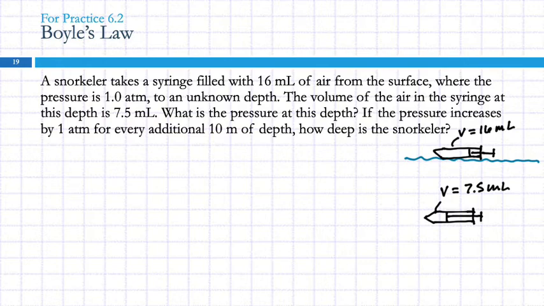So this is a Boyle's law problem. Boyle's law: pressure 1 times volume 1 equals pressure 2 times volume 2. Well, let's call this 1 because that's where it started, and we'll call this 2 because that happened second. So I have the volume at each. What's the pressure up here? The pressure at the surface of the water is 1 atmosphere. And what they want us to find is the pressure down here.